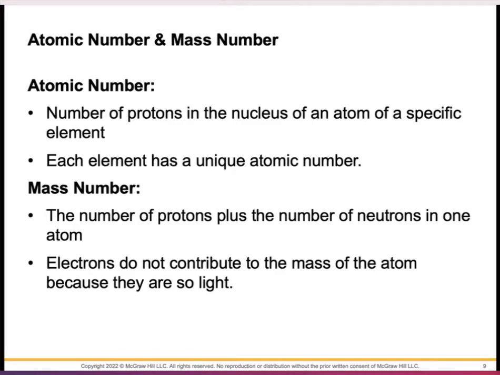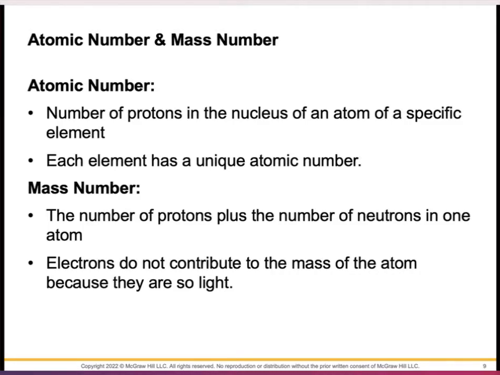Now let's talk about atomic number and mass number. The atomic number, which is the number of protons within the nucleus of an atom, identifies our elements. Since an atom usually has the same number of electrons as protons, the atomic number is going to identify the usual number of electrons as well. So when you look on the periodic table of elements and you see the atomic number, that will tell you how many protons and how many electrons are in that element.